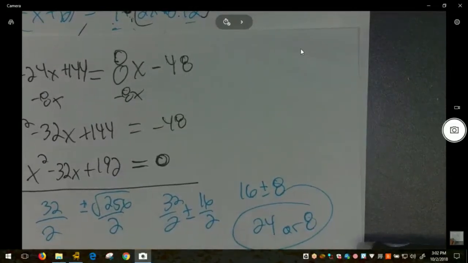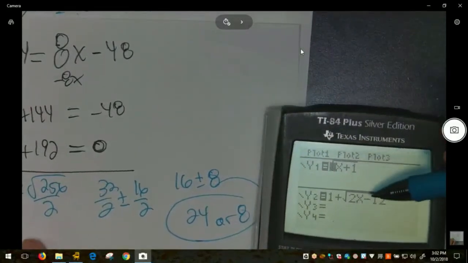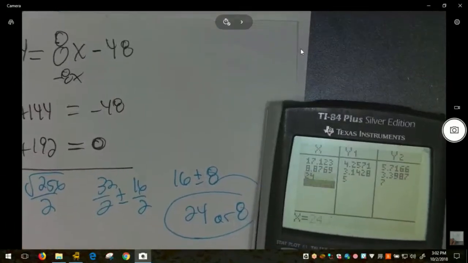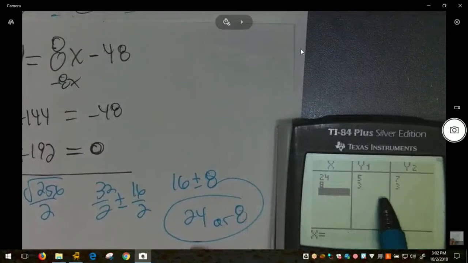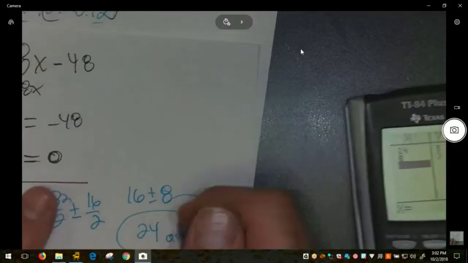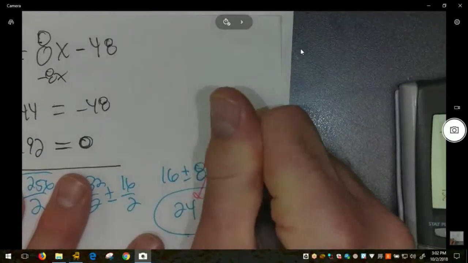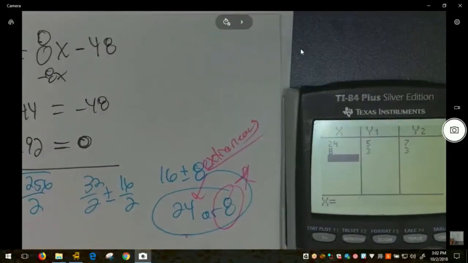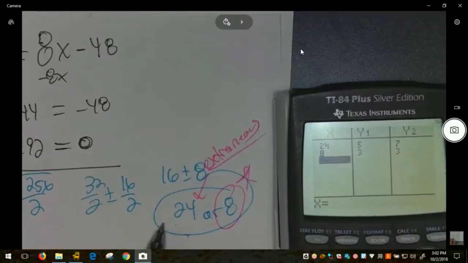We're going to go back to the original equation and plug in. The left side, square root of x plus 1. Right side's 1 plus the square root of 2x minus 12. And I'm going to plug in 24. And I'm going to plug in 8. Notice 8 gives me a balanced equation, so 8 is the solution. 24 is extraneous, because even though it's a solution to the quadratic that I created by squaring both sides, it is not a solution to the original equation.